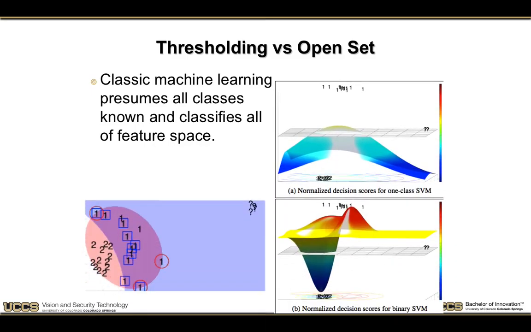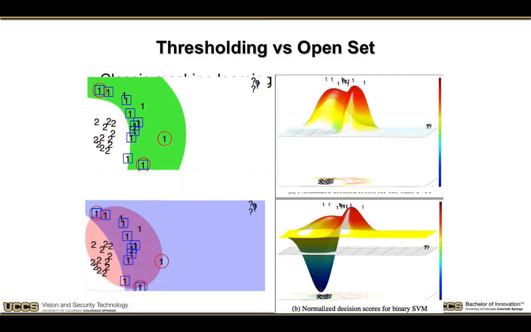So let's look at some other thresholding. If I look at the numbers 1, 2, and the question marks here, the bottom shows you a binary SVM, the top is a one-class SVM. One-class SVM shows the pink region. It does a good job of rejecting the unknowns, but it also mixes the classes together. The binary SVM, even though it's binary, labels all of the space blue on the right-hand side.